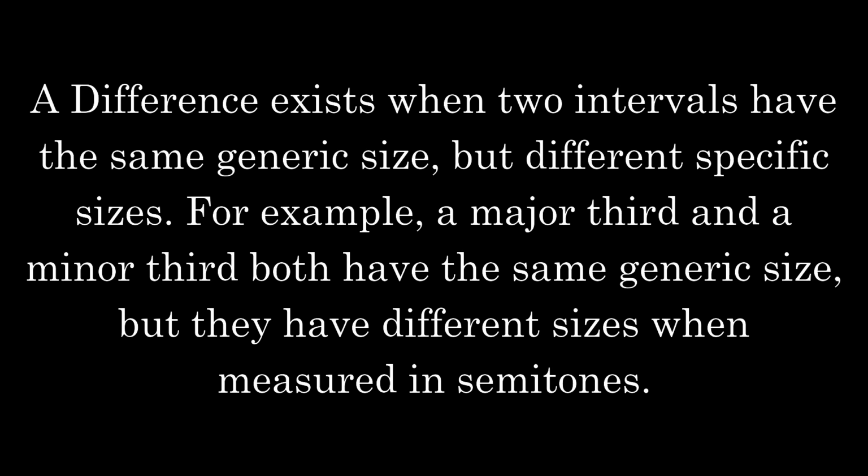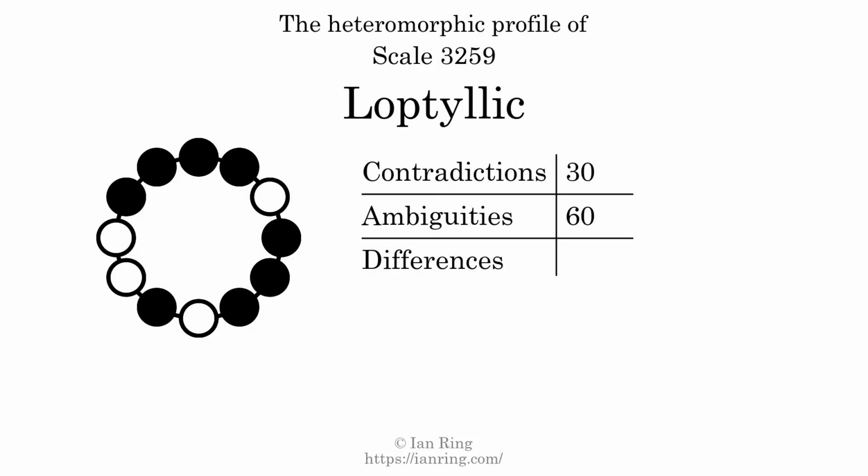A difference exists when 2 intervals have the same generic size, but different specific sizes. For example, a major third and a minor third both have the same generic size, but they have different sizes when measured in semitones. The number of differences in this scale is 141.